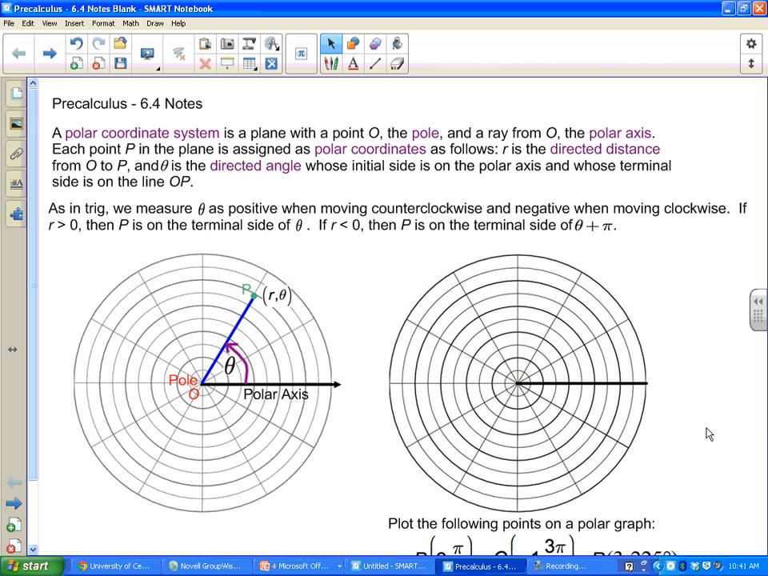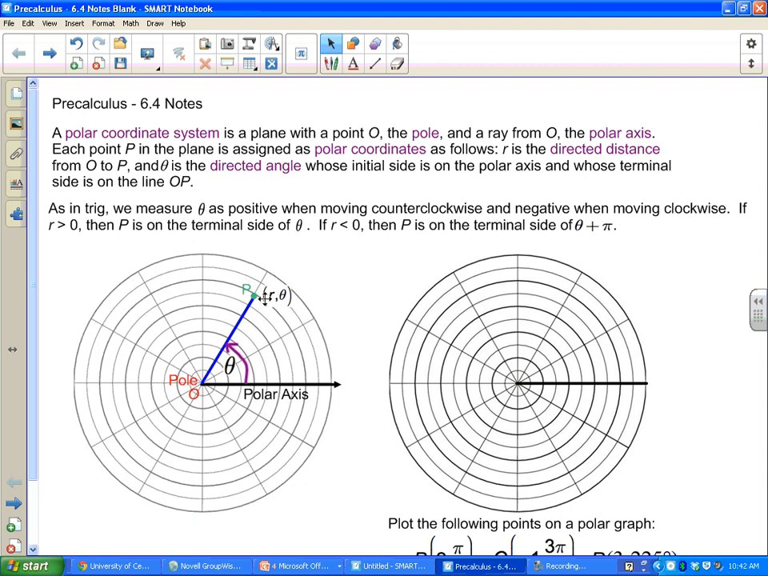Section 6.4, polar coordinates. Up until now in math, in algebra and geometry, even in pre-calculus, we have been graphing using the rectangular coordinate system. The rectangular coordinate system has an x and a y axis. We define points with an x and a y value. We graph things involving x's and y's. The polar coordinate system is another way of graphing, and it uses for its points an r and a theta.